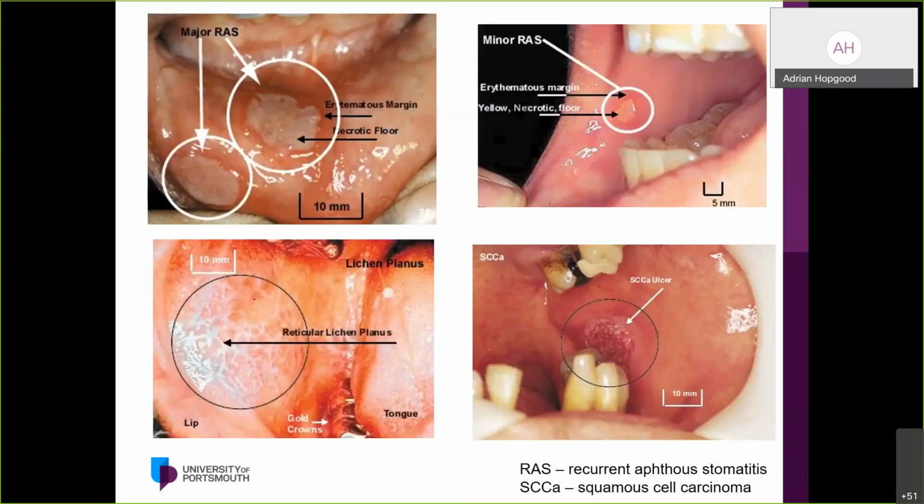The top two are different types of RAS, that's recurrent aphthous stomatitis, minor and major. They are harmless ulcers that we all see from time to time. Lichen planus is a feature that is not harmful in its own right, but should be monitored. And then in the bottom right, we've got an example of a cancerous ulcer. Mouth cancer is quite nasty. Mouth ulcers are common. Thankfully, it's quite rare to have a cancerous one, but the cancerous ones do need to be detected early, otherwise they can be fatal.